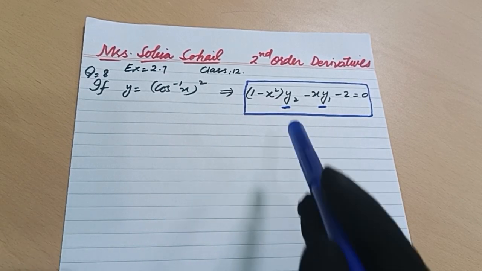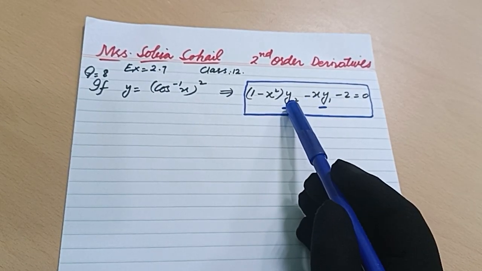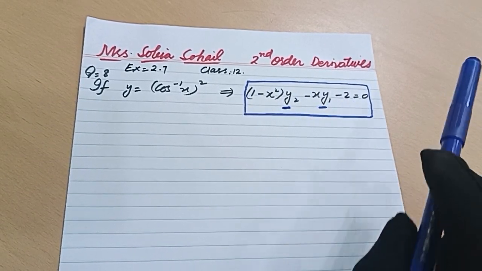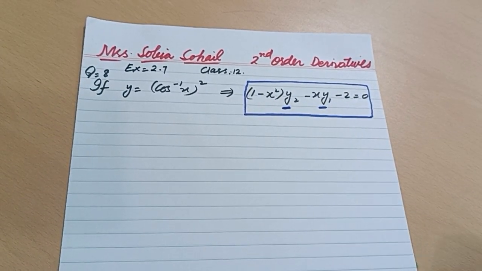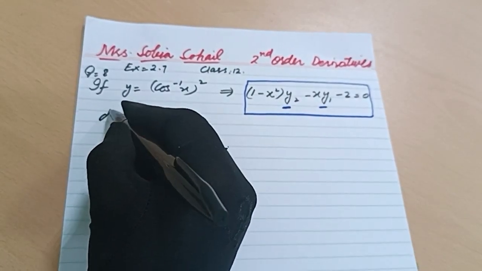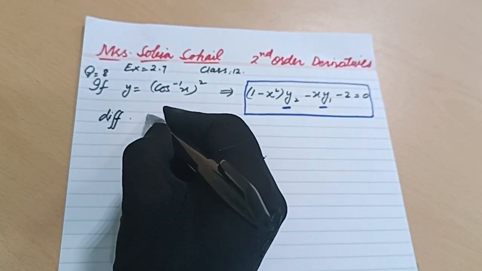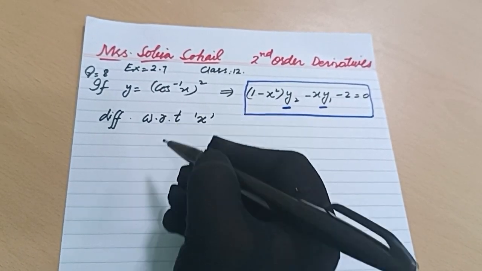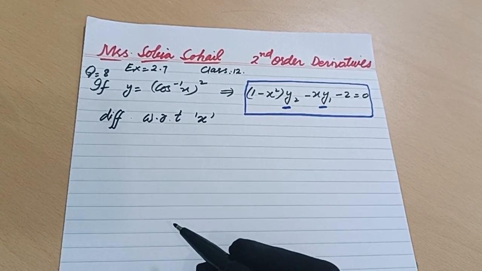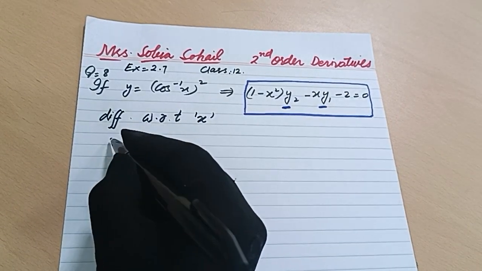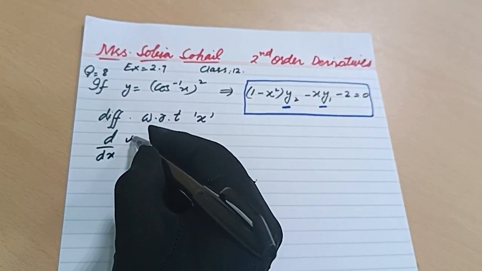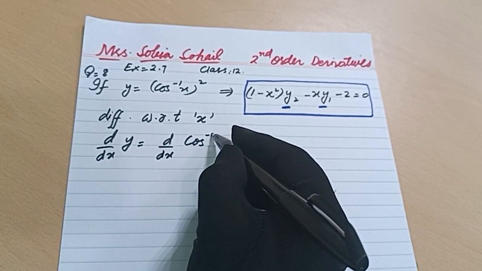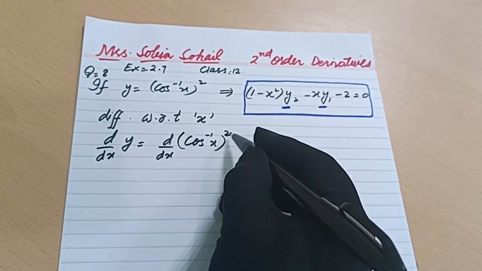Either we can make the formation equal to this, or we can find the second derivative and first derivative, then put them in this equation and prove that it is equal to 0. Let's go for that one. Differentiate with respect to the variable involved. As the variable is x, differentiation will be done with respect to x. d by dx of y and d by dx of cos inverse of x whole square.